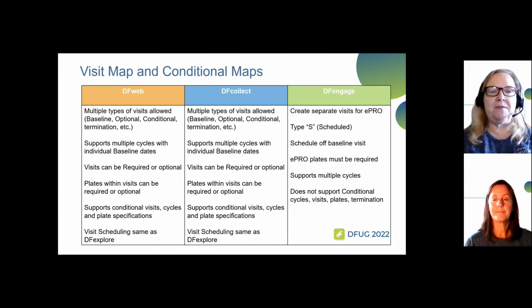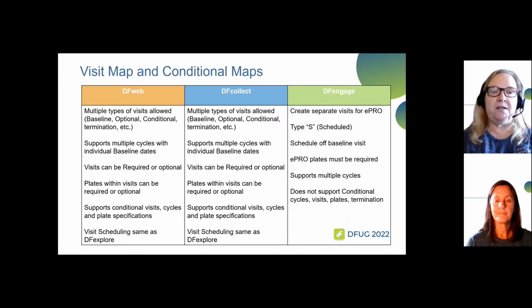For DFweb and DFcollect, the visit and conditional maps are basically the same as they are in DFexplore and set up the same way. There are multiple types of visits allowed, such as baseline, optional, conditional, termination. So they support multiple cycles. Visits can be required or optional. The plates within the visits can be required or optional. They support conditional visits, conditional cycles, and conditional plate specifications.